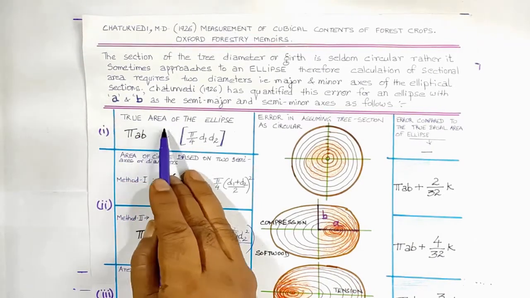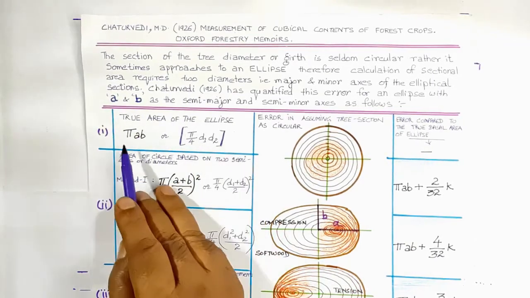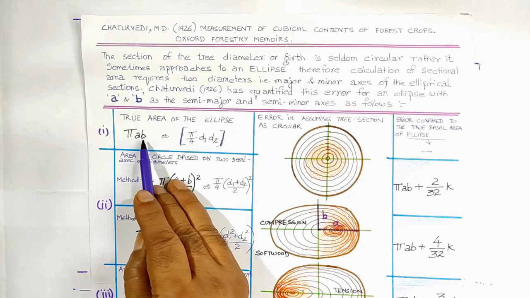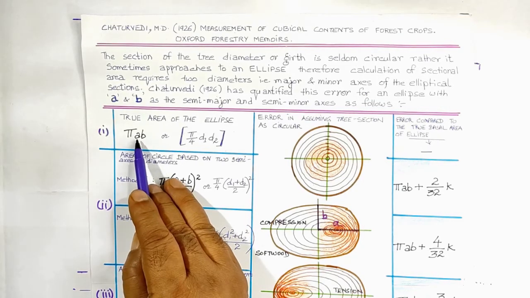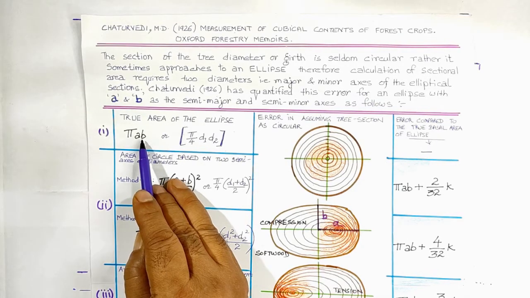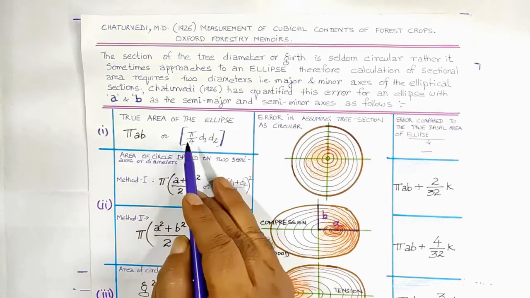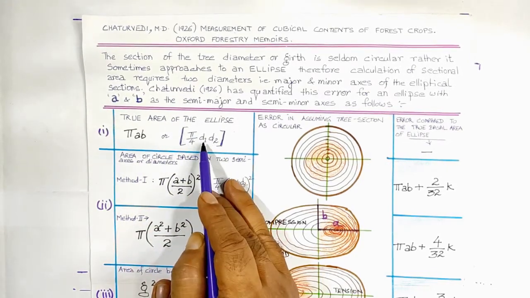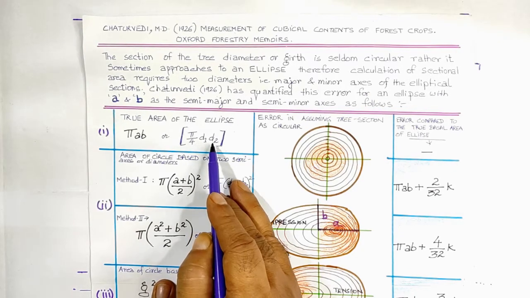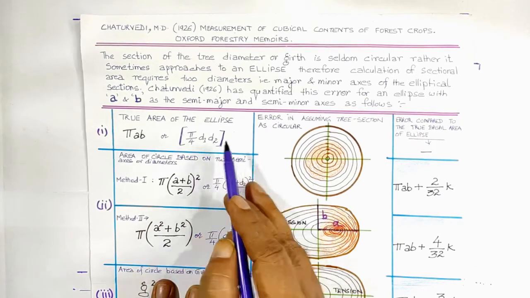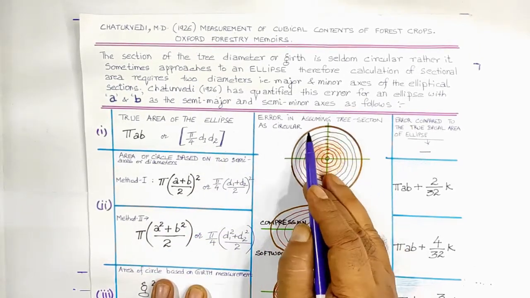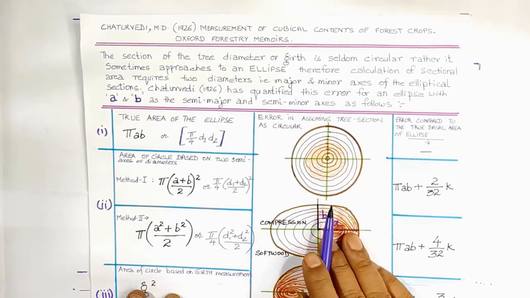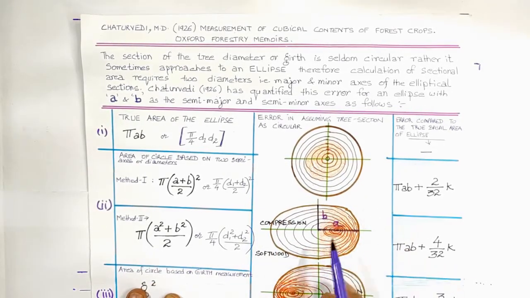So the true area of the ellipse is pi AB, with semi-major and semi-minor axes, or we can say pi divided by 4 times D1 and D2. D1 is the major diameter and D2 is the minor diameter. We can say major axis and minor axis. So what is the error in assuming the tree as circular? Let's see how it is. Let's take two ellipses.